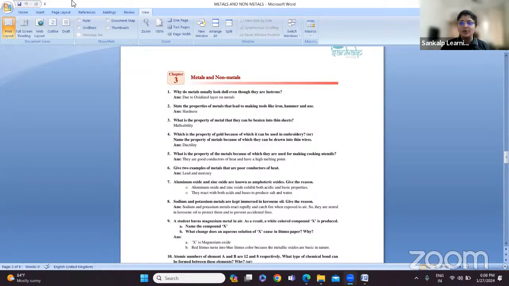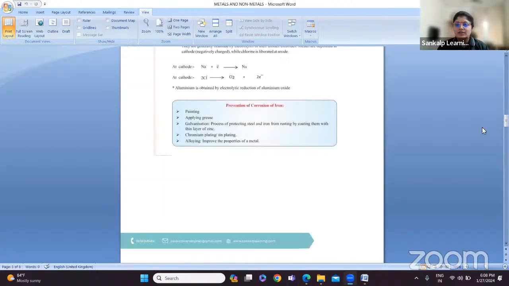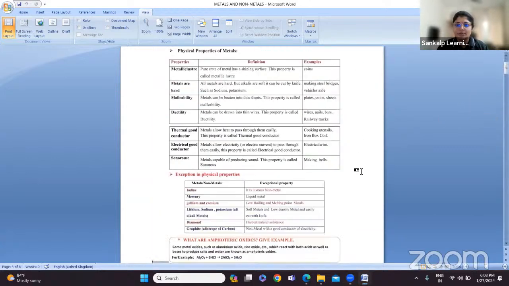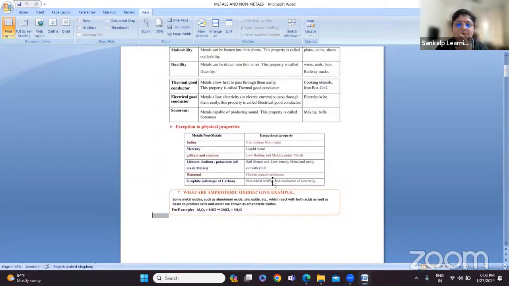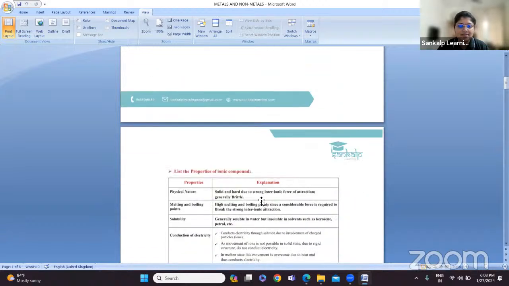So we were discussing the topic metals and non-metals. In the previous classes, we have seen the physical properties of metals and non-metals, the exceptions in physical properties, and what are amphoteric oxides. These are important concepts from this chapter.